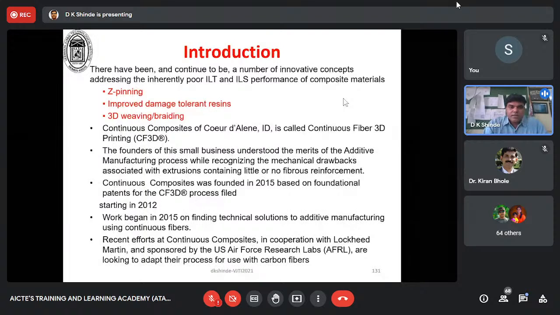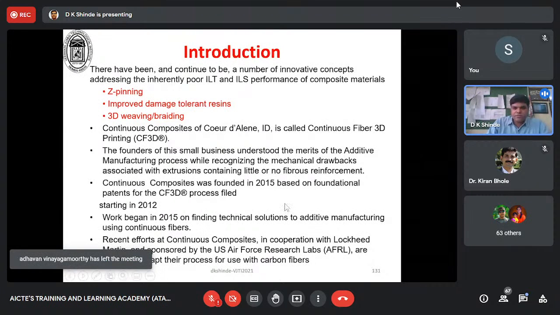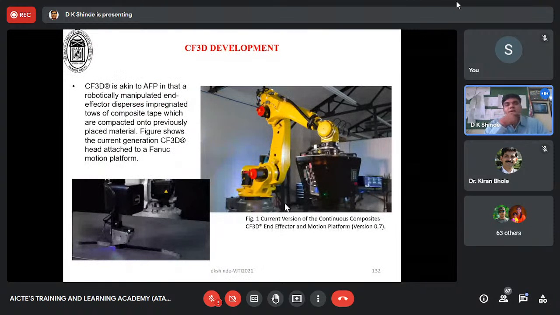So this continuous composite company has a trademark for what is called continuous fiber 3D printing. Using this method, they started building continuous 3D printed mega structures from 2015 onwards. They started this research in additive manufacturing very early, and it was recently used at Lockheed Martin, sponsored by the US Air Force Research Laboratory, who are looking to adopt such techniques. So what is this? Look over here.